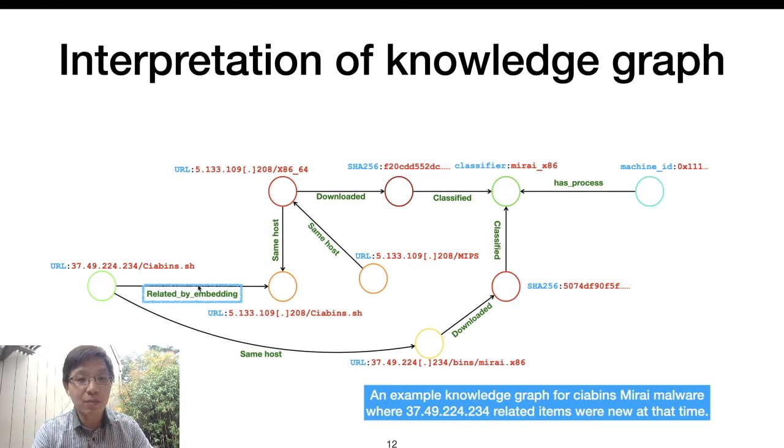Besides the prediction and the proof, such a graph can also provide enriched context. So we can present to our security researchers, and our security researchers can understand that you have the prediction from the graph embedding as well as all the context to support your prediction.